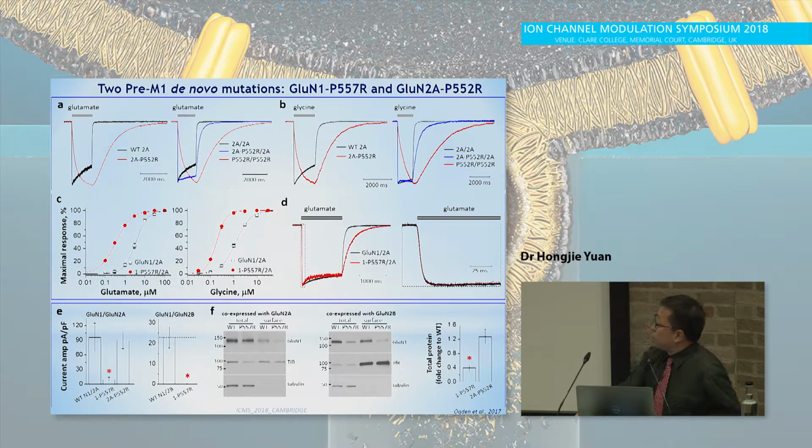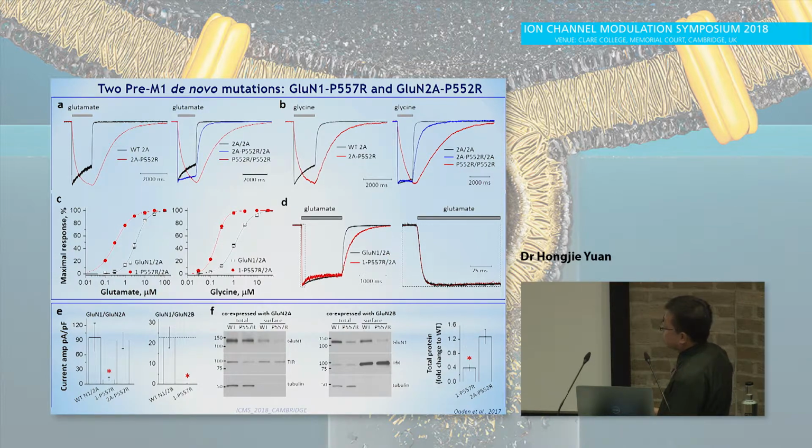Similar to the P552R, the GluN1 P557R showed enhanced glutamate and enhanced glycine potency, and also has a slower deactivation time course, but with a rapid rise time. This data indicates that the perturbation of the GluN1 pre-M1 helix does not change the time course of the channel activation. So we subsequently compared the current amplitude normalized to cell capacitance.